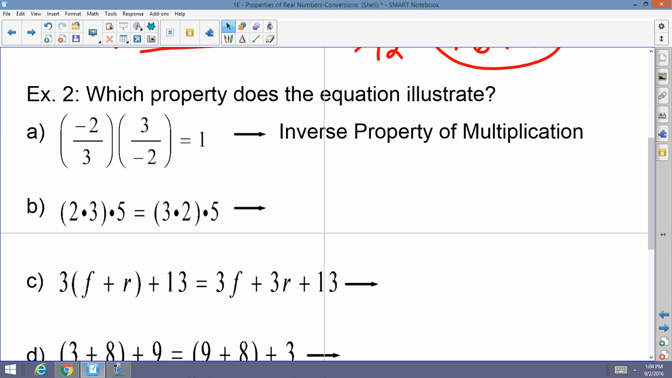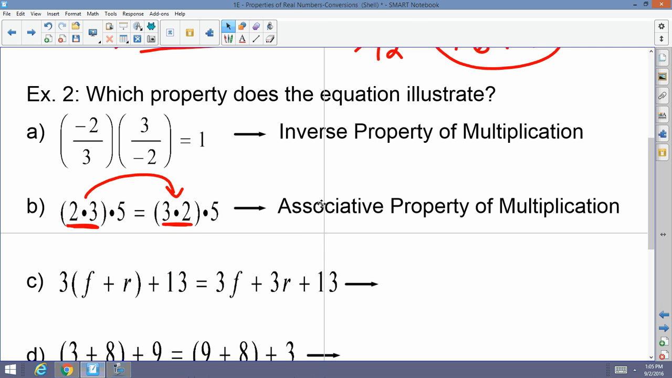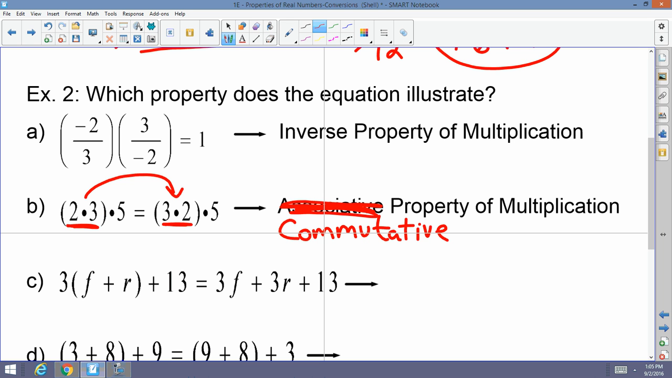Number 2, I got 2 times 3 in parentheses times 5 equals 3 times 2 in parentheses times 5. Most people are going to immediately say associative because they see parentheses. Hopefully, my students will not fall for that trap. If you notice here, 2 times 3 is simply changed in order to 3 times 2. But did I take anything out of the parentheses? No. So this is not associative. This is commutative. My bad. This is the commutative property of multiplication. Again, it's commutative because the order changed. I did not take anything out of the parentheses. So it is not associative, it is commutative.